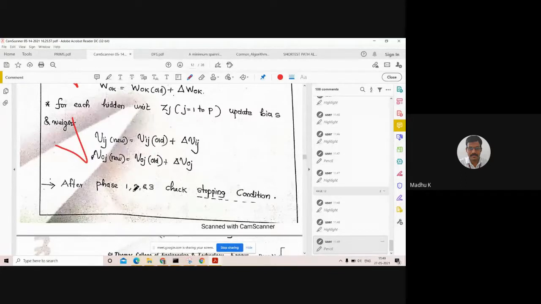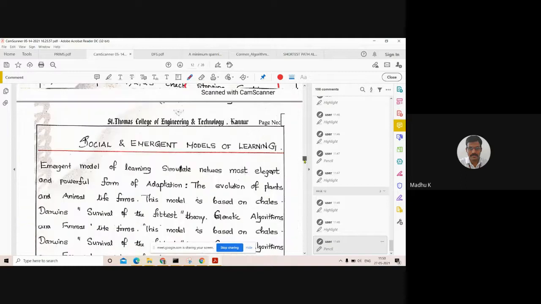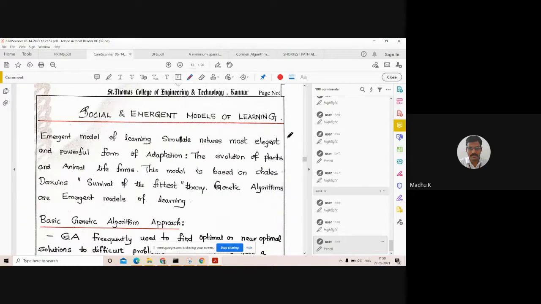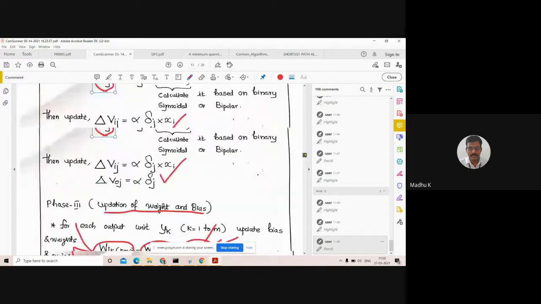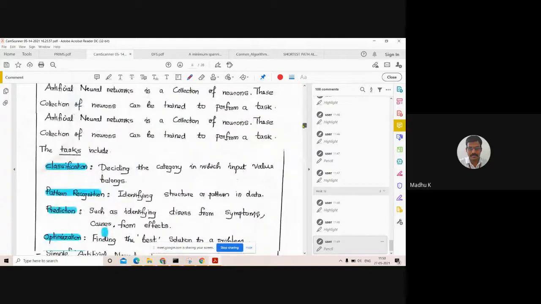We want to repeat these steps until the stopping condition is reached. What will be the stopping condition? That is, we get the correct expected output. So this is the algorithm. In the exams they may ask this question. Next, we are moving on. This is about connectionist learning.